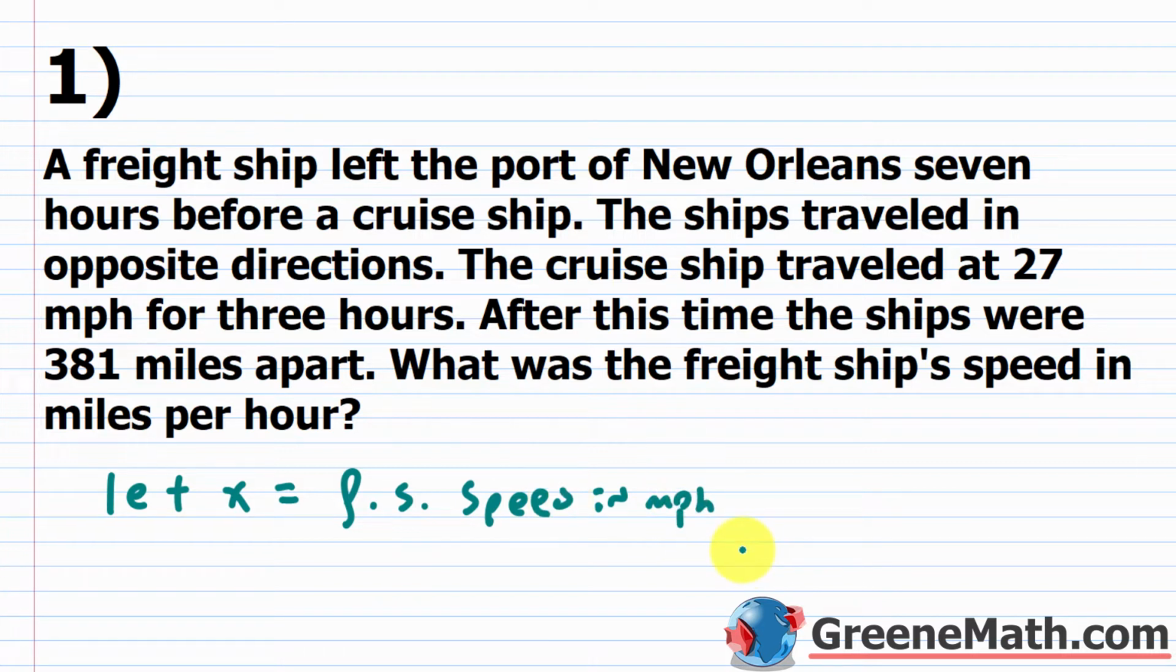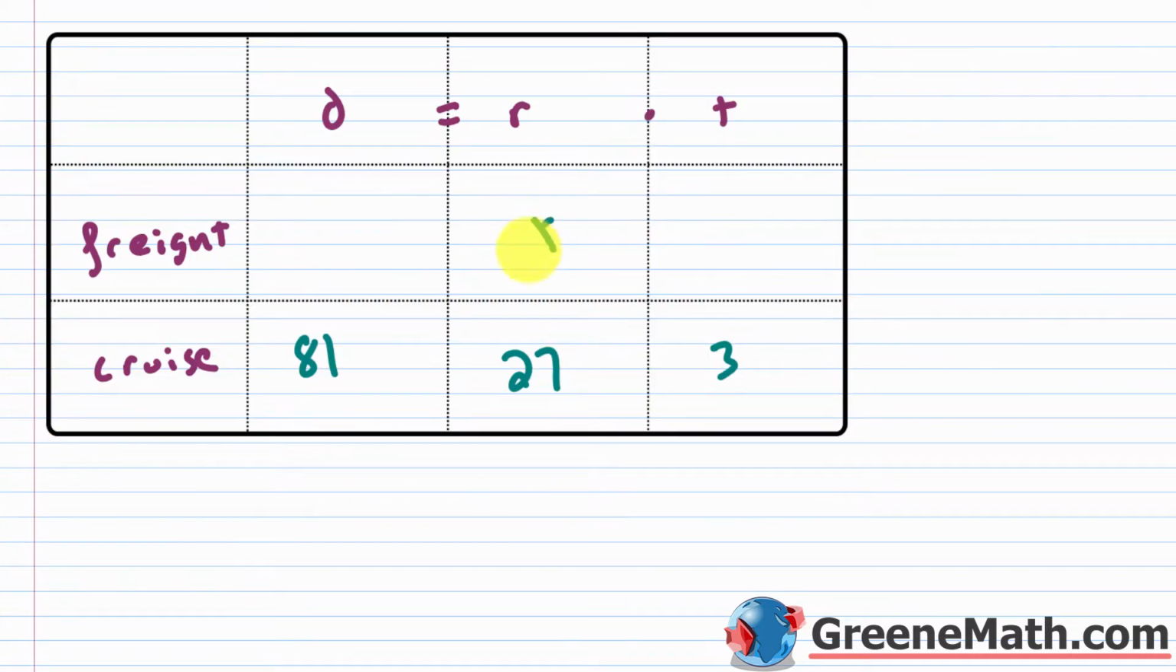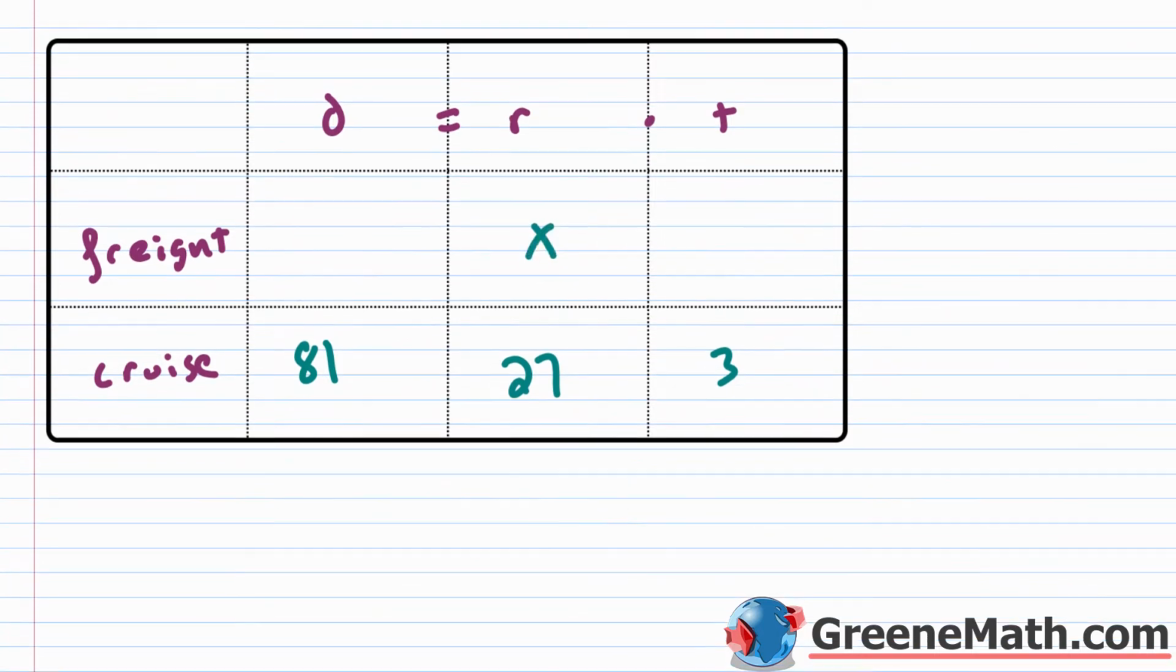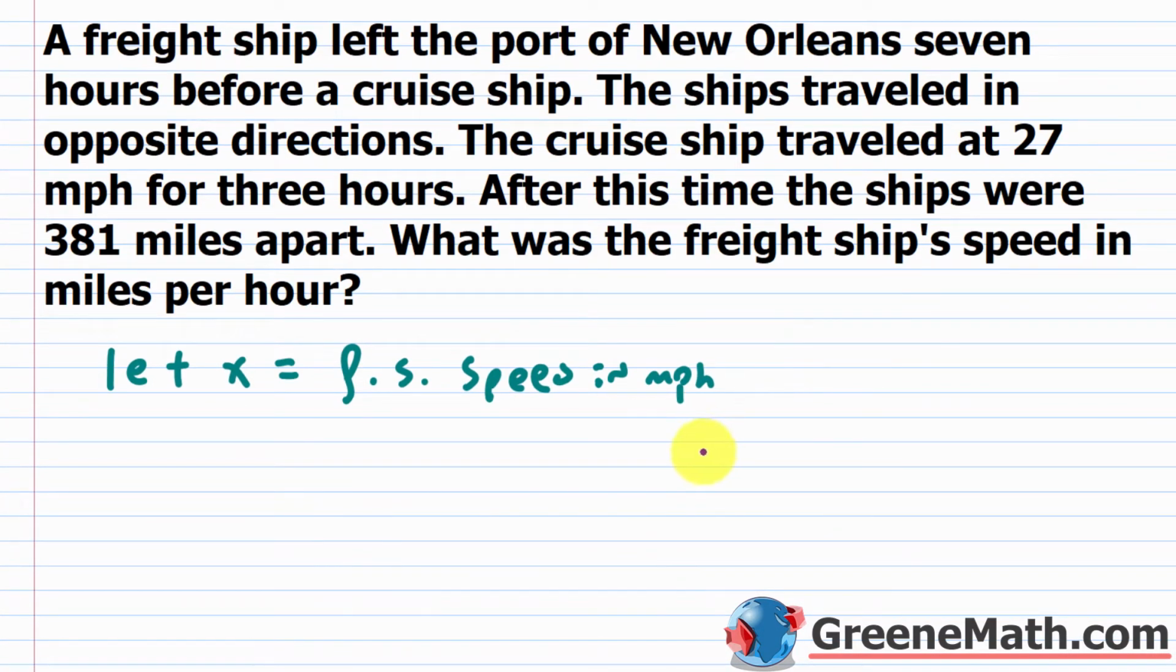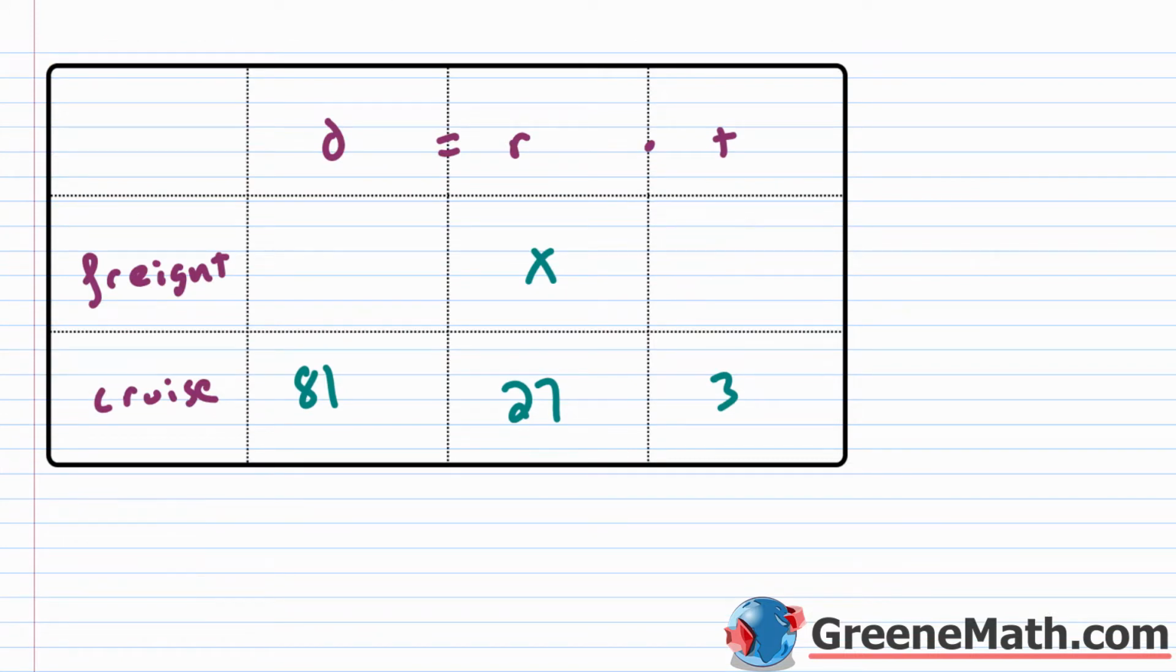Okay, now thinking about what's going on here, again, if x is my speed in miles per hour, let's put this into the table there for the rate. And now I just need to get my time. And for the time, you just need to read back through the problem. It tells you right here that a freight ship left the port of New Orleans 7 hours before a cruise ship. Now, the problem tells us that the cruise ship traveled at 27 miles per hour for 3 hours. So if the freight ship left 7 hours before the cruise ship did, I need to take the time that the cruise ship traveled for, which is 3 hours, and I need to add 7 hours onto that because, again, it left 7 hours before. So 3 plus 7 is going to give me 10. So coming back down here, the time here is going to be 10.